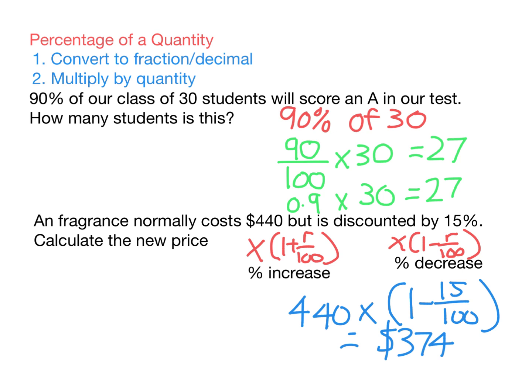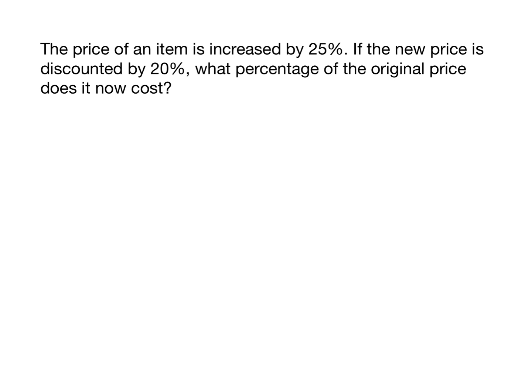All right, let's now look at a harder question involving percentage increase and decrease. The price of an item is increased by 25%, and the new price is discounted by 20%. What percentage of the original price does it now cost? So we want to know, does it cost 90% of what it started or 100%, whatever. The answer we get will be the same regardless of what the price was when we started, so you can pick any price you want.